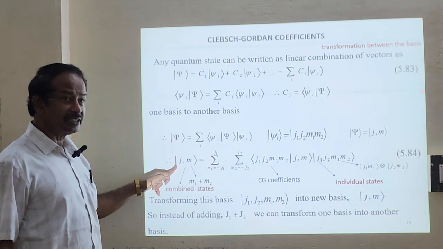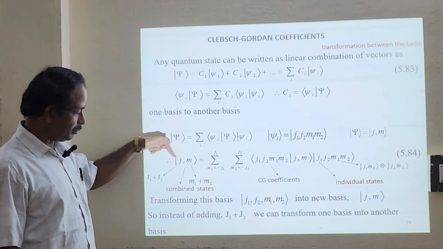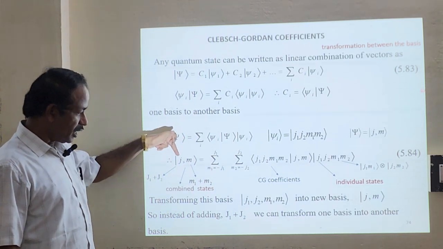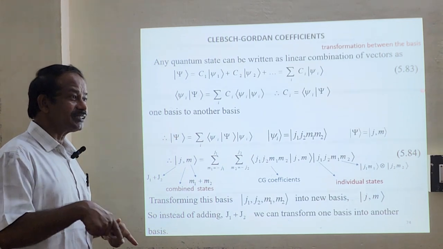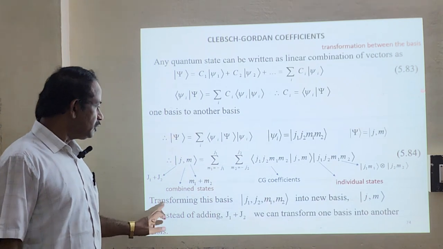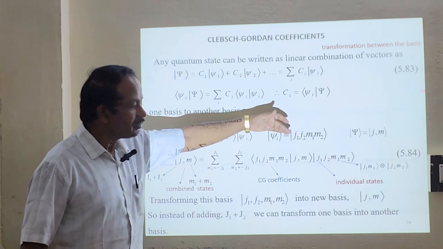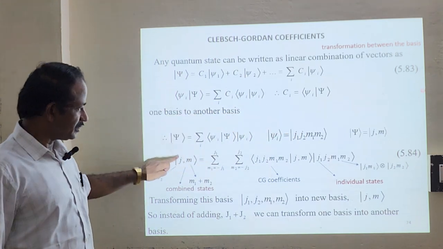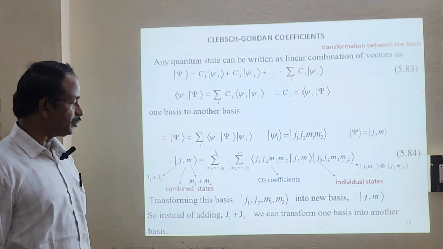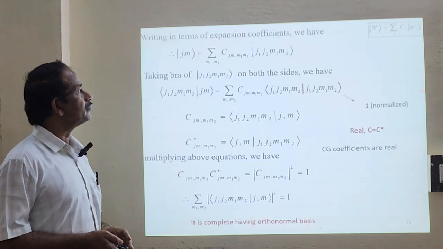And your J, M is the joint eigenstate, this is for the coupled one. Your M will be M1 plus M2, and your J ranges from J maximum to J minimum, that is J1 plus J2 and J1 minus J2. So we are transforming from the old basis, the individual basis, to the new basis, J comma M. Instead of adding J1 plus J2, we can transform one basis into another basis. So we are going to see that now.